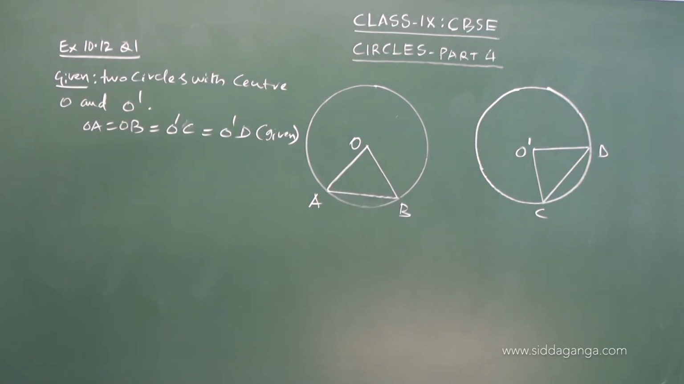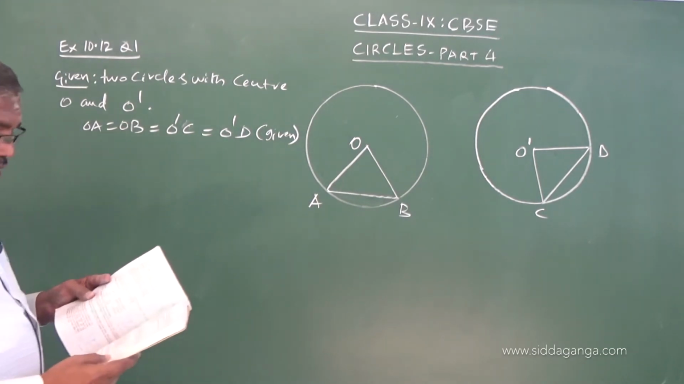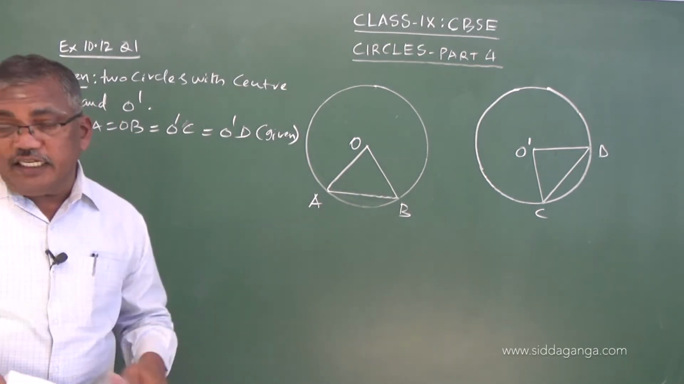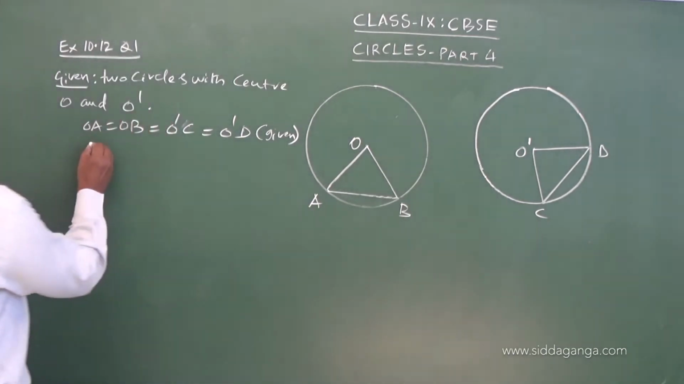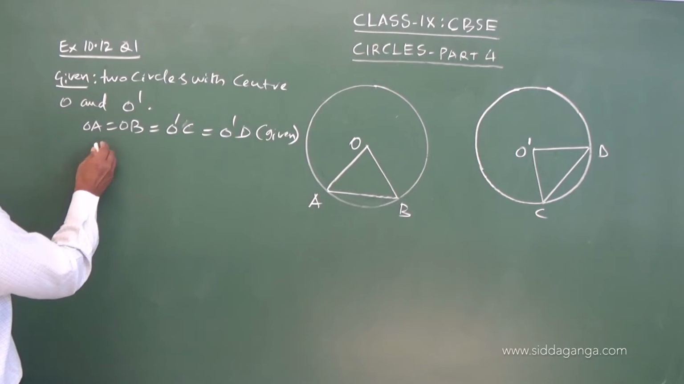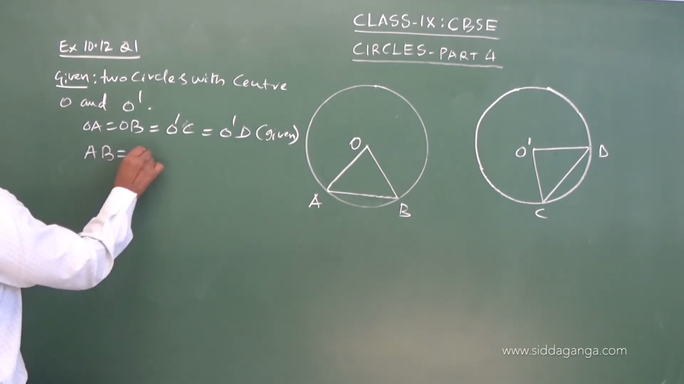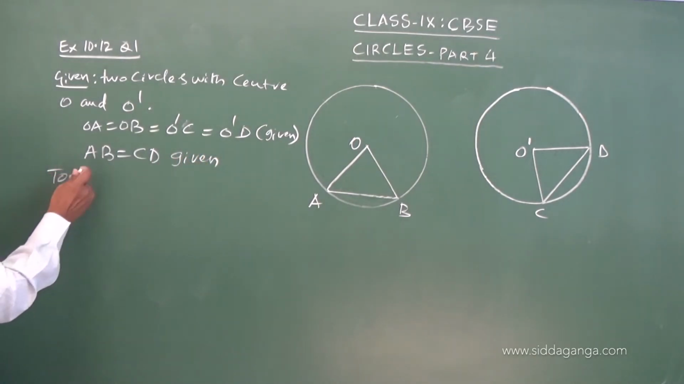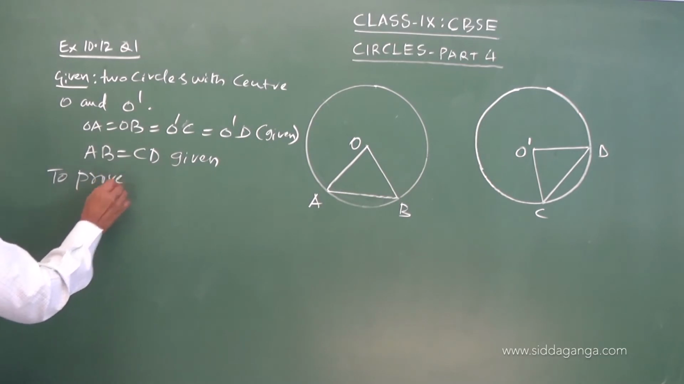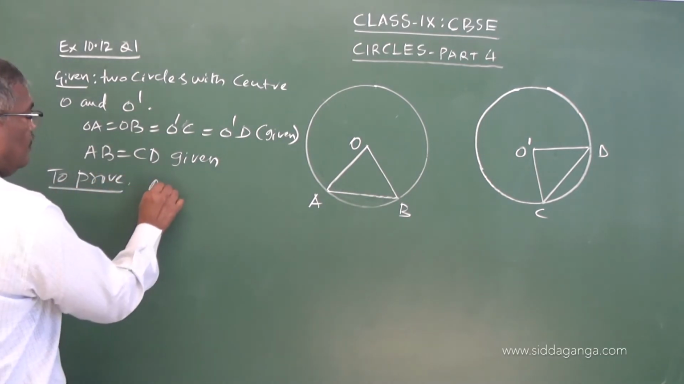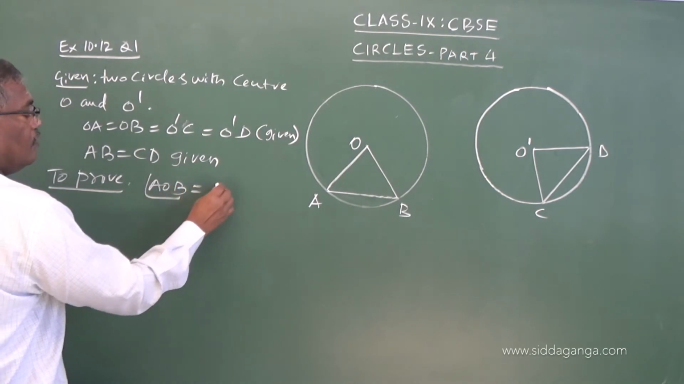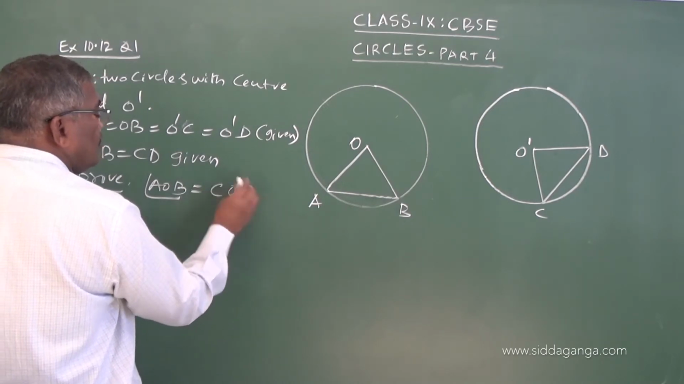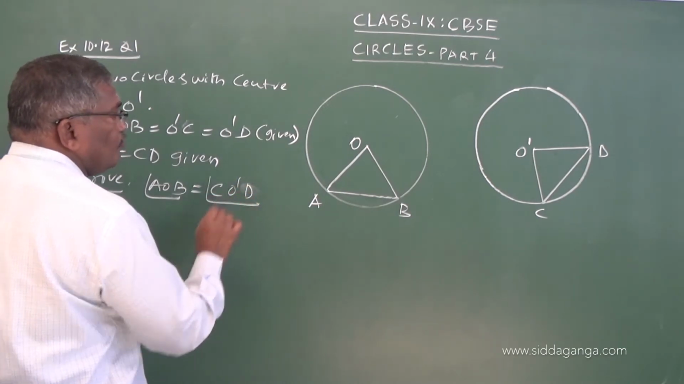Now, prove that equal chords of congruent circles subtend equal angles at their center. So it is given equal chords. Therefore AB equals CD, it is also given. To prove: angle AOB is equal to angle CO dash D. This is what we have to prove.